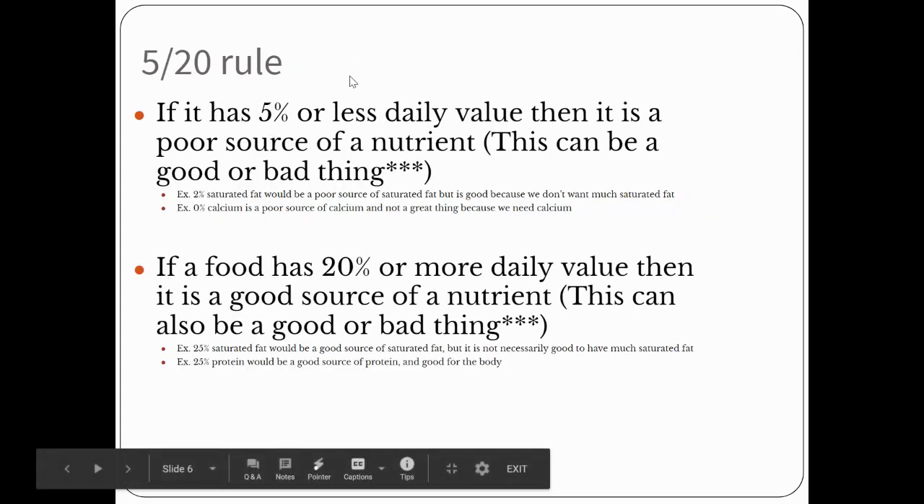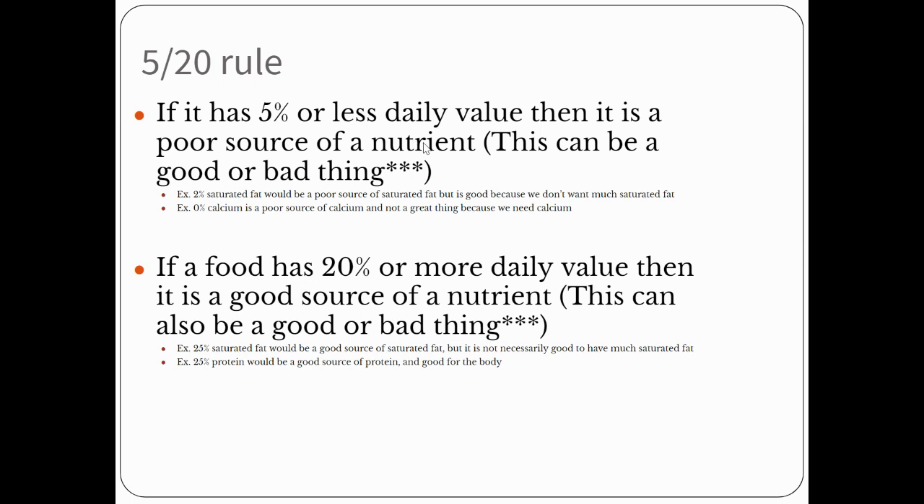If a food has 5% or less daily value, that's the percentage that's on the far right of the food label, then it is a poor source of the nutrient. This can be a good or bad thing. So the 5-20 rule is only saying, is there a lot of the nutrient or a little of the nutrient? So if a food has 5% or less, then it's a bad source. If a food has 20% or more of the daily value, then it is a good source. And again, this could be a good or bad thing.